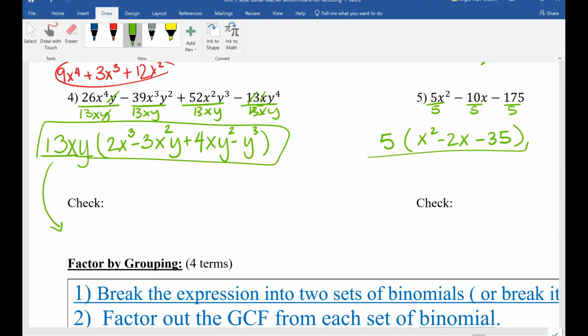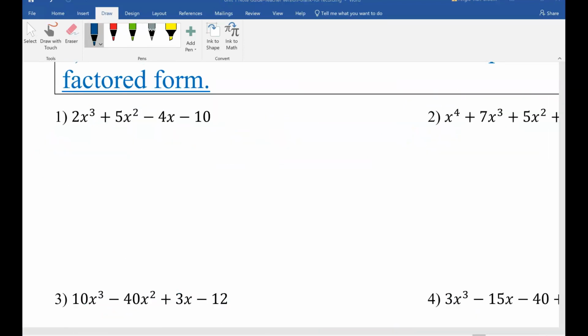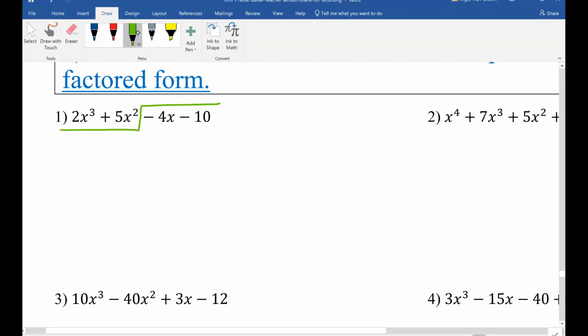Number 1, 2x to the 3rd plus 5x squared minus 4x minus 10. So the guideline said, break it into 2 sets of binomial. And then it says, okay, now factor out independently the GCF from each set. 2x to the 3rd, 5x squared. The 2 and the 5 are prime numbers, so they only have 1 in common, which we don't need to factor out. But they do have an x to the 3rd and x squared. So we can at least factor out an x squared.